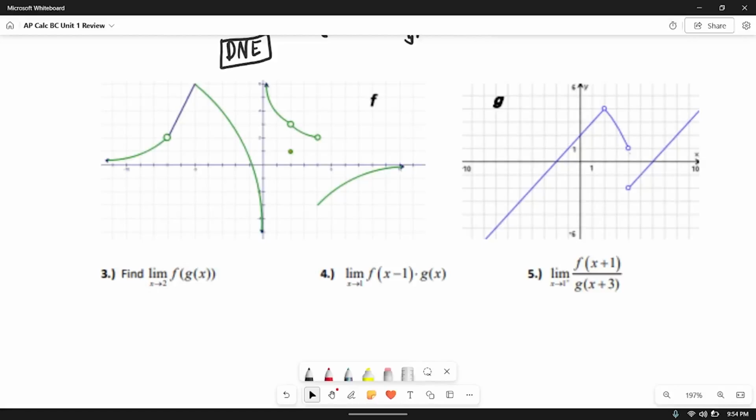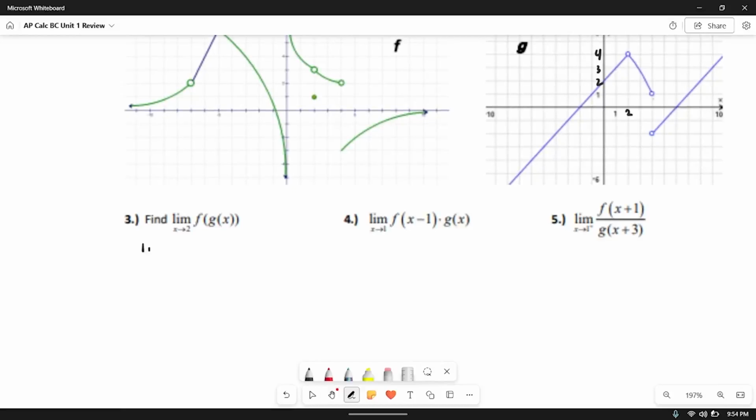Alright, now we are on to these questions. Find the limit as x approaches 2 of f of g of x. So first let's find the limit as x approaches 2 of g of x right here. So this is 2 right here. We can see that it approaches a value. This is 2, 3, and 4. So it approaches a value of 4. But you see how it's approaching from the bottom? That means we need to take the limit as x approaches 4 from the left of f of x.